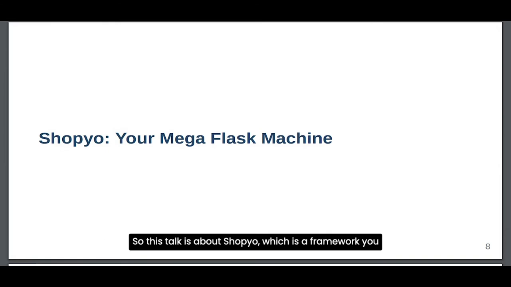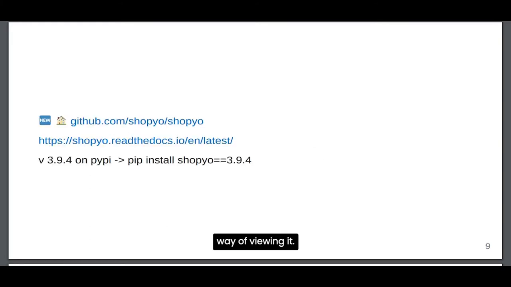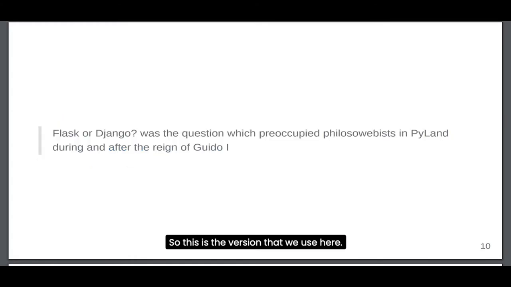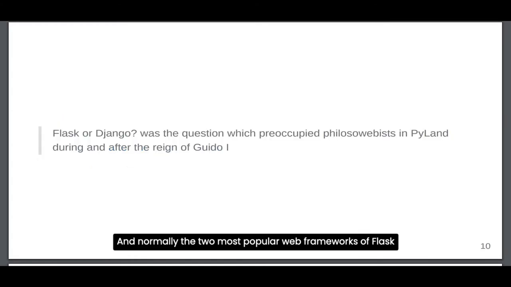So this talk is about Shopyo, which is a framework, you can say, built on top of Flask, or a Flask machine, another way of viewing it. So this is the version that we use here. And normally, the two most popular web frameworks are Flask and Django, and you now have also Flask Fast API.